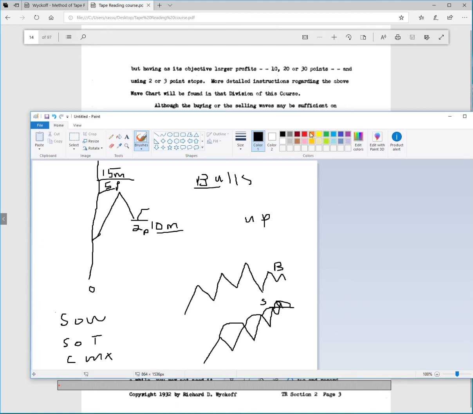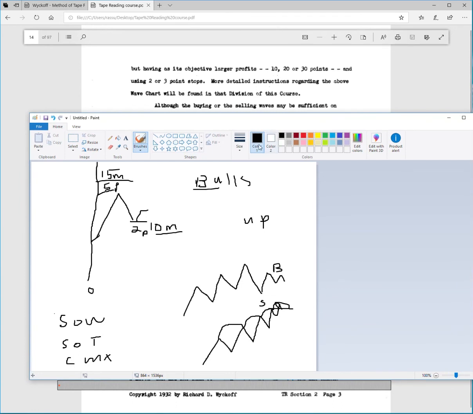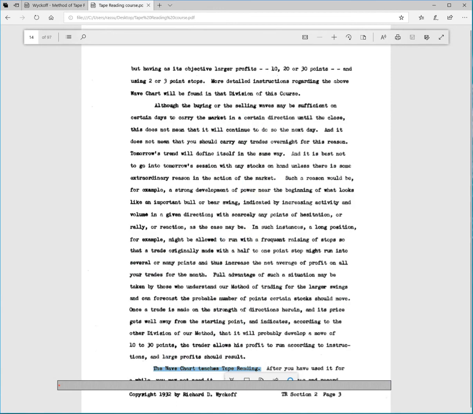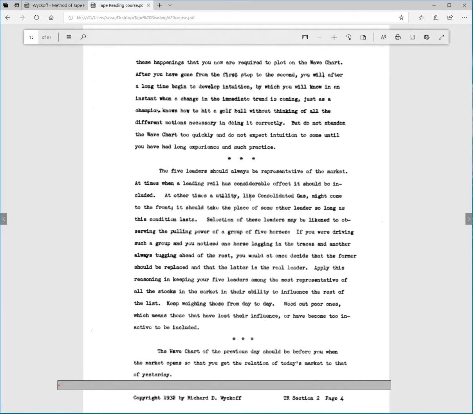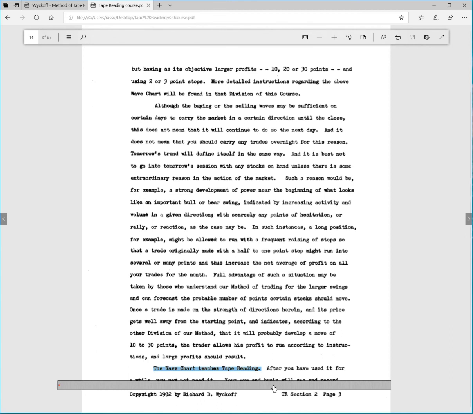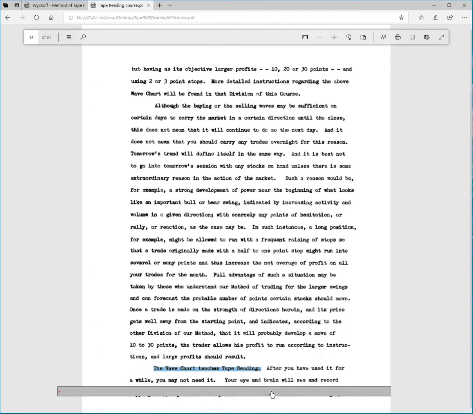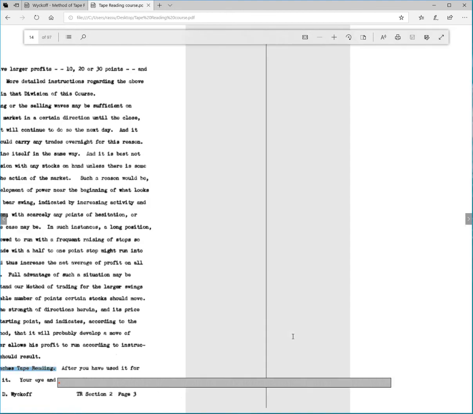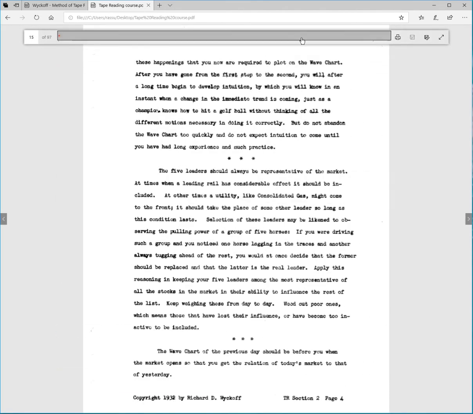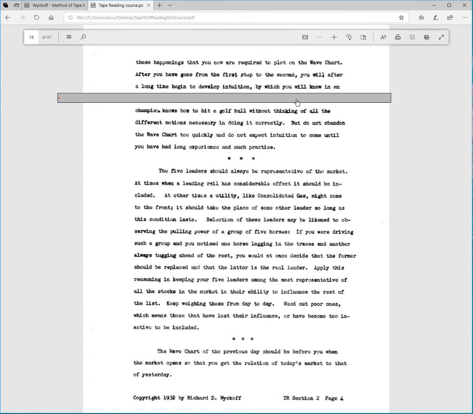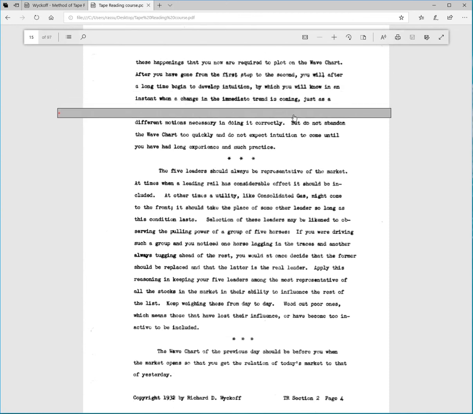The wave chart is used to teach tape reading by observing price and time on the swings and then comparing them to see which side has the greater pulling power. After you have used it for a while, you may not need it. Your eye and brain will also detect it. You'll see in an instant when the change is coming.